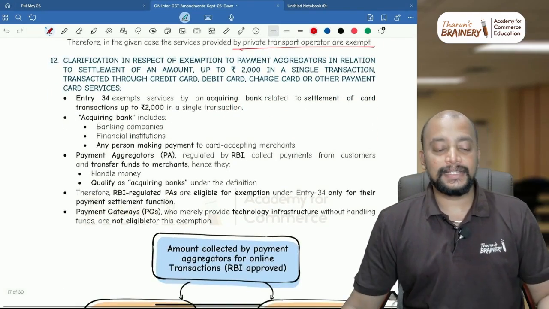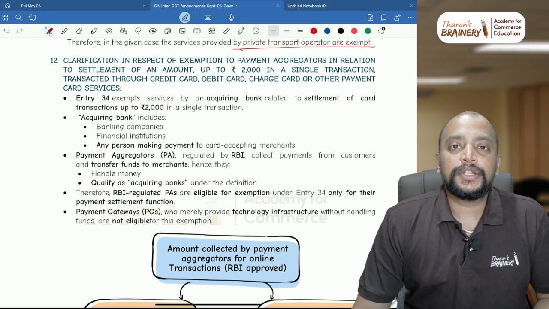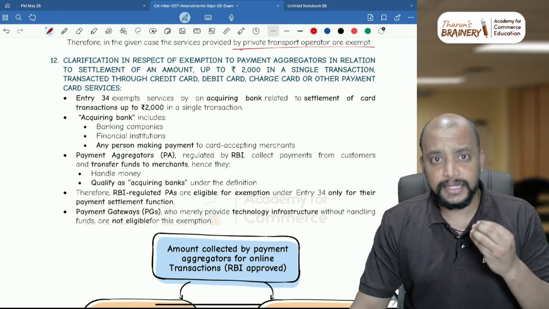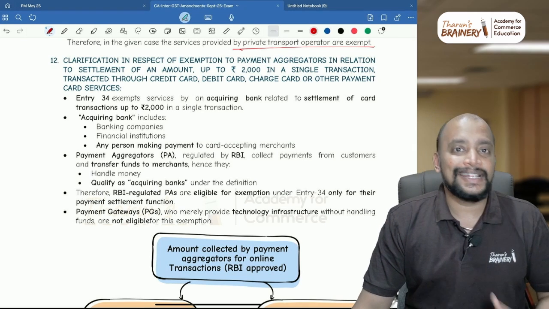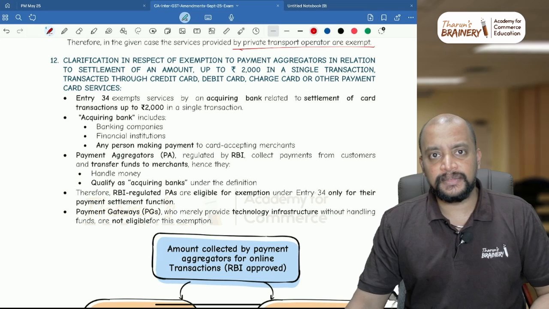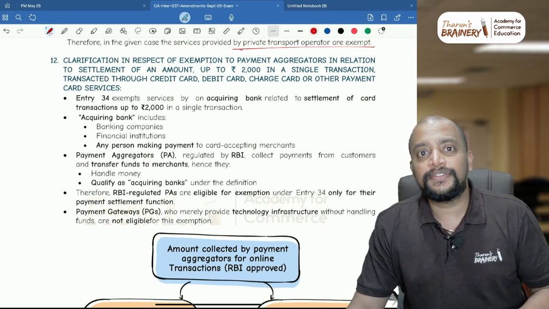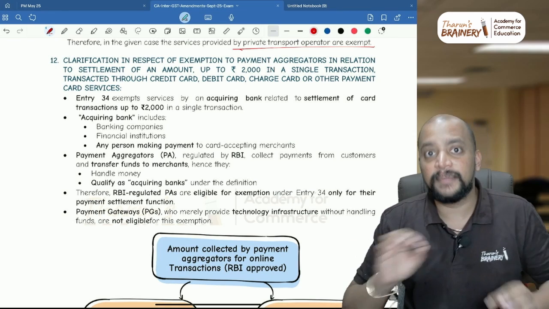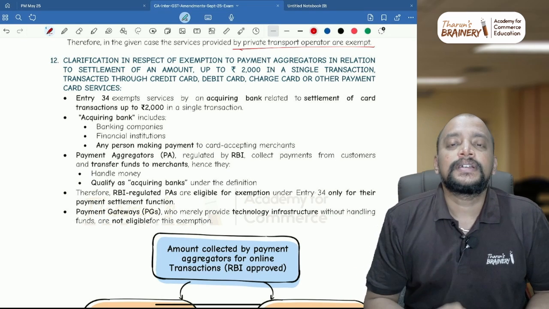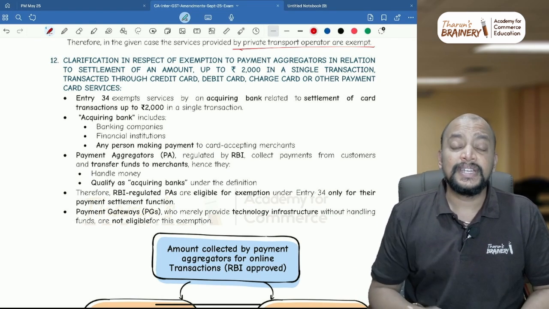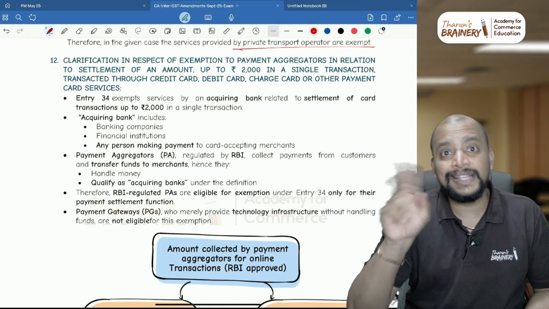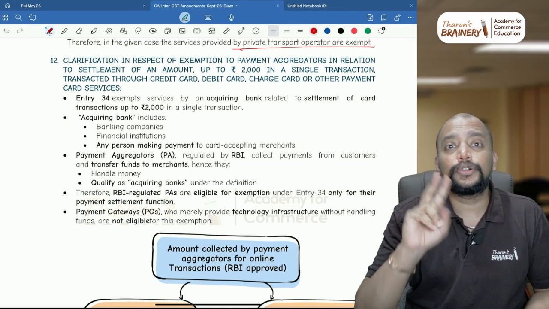Now, we are moving on to the next exemption, that is exemption with respect to card transactions. So, credit card, debit card, charge card or any other payment card service up to 2000 rupees in a transaction. This exemption was already there in banking services. If there is any processing fee for card transactions, be it debit card, credit card, charge card or any other card, the acquiring bank will be collecting some processing fees, and that processing fee will be exempted from GST if the card transaction is up to 2000 rupees.